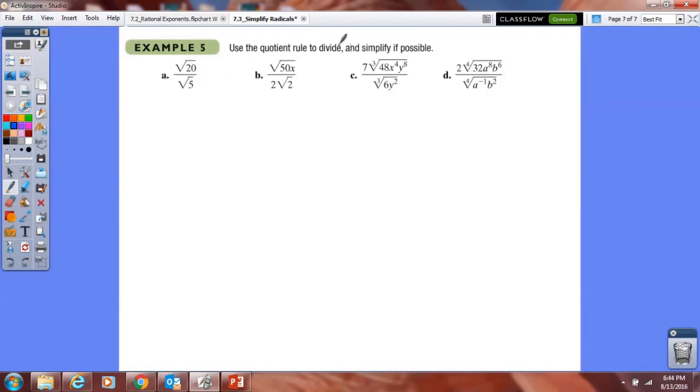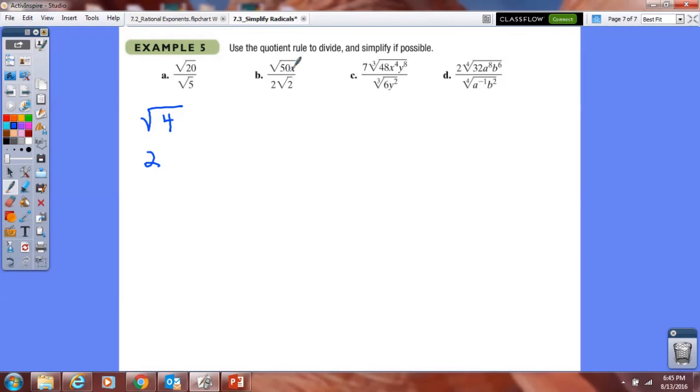Alright, so use quotient rules. So here we've got the radical. Since both of them are radicals, we can divide like the parts. And here, in this case, since 20 and 5 are the radicand, we can actually reduce this and divide 5 into 20 to get the square root of 4, which is going to be 2.